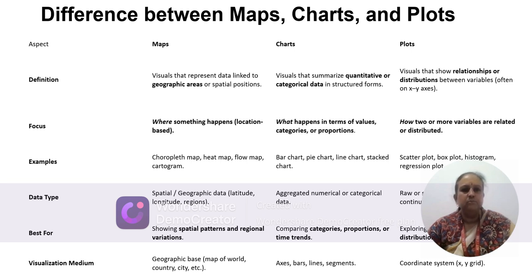The visual medium could be a map of the world or a country, used for geographically based data. For charts, axes, bars, lines, and segments can be the visual medium. And for plots, an X and Y grid can be the coordinate system. So this is the major difference between maps, charts, and plots in data visualization.